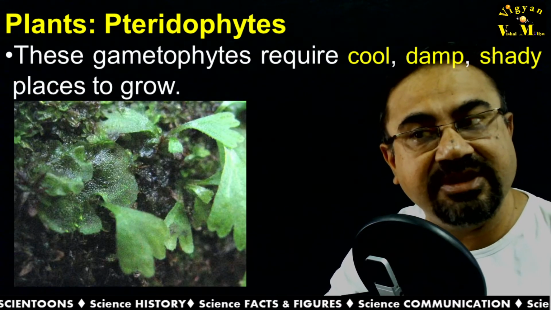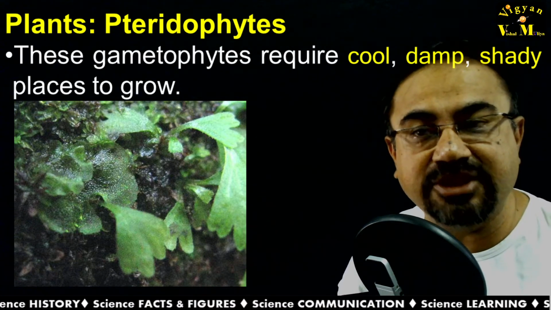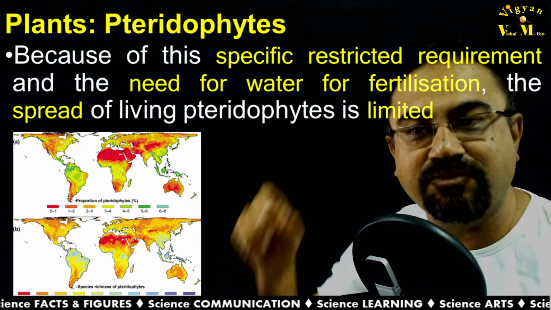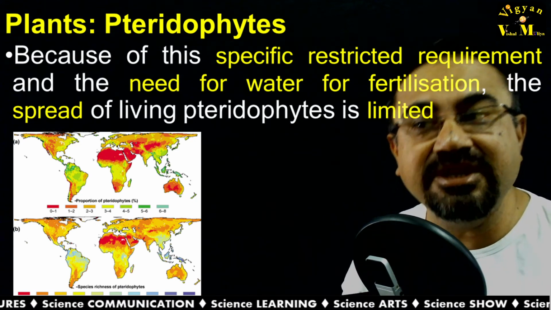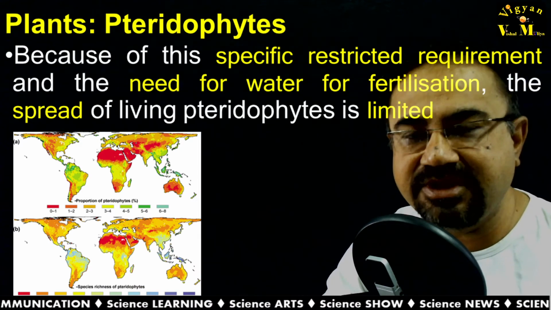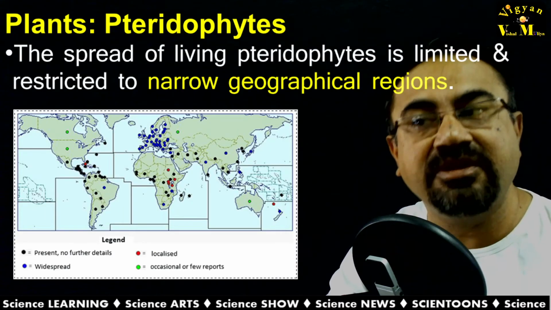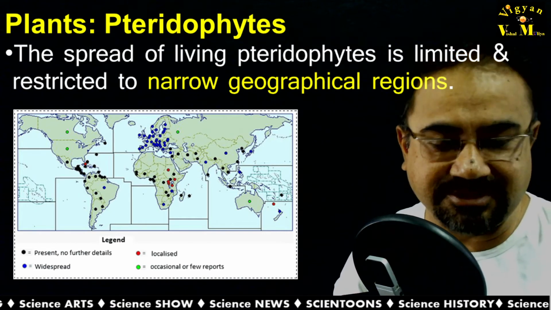This gametophyte requires a cool, damp and shady place to grow, and because of this specific requirement of a cool, damp and shady place, as well as the need of water for fertilization, the spread of living pteridophytes is limited. The spread of pteridophytes is restricted to very narrow geographical regions.